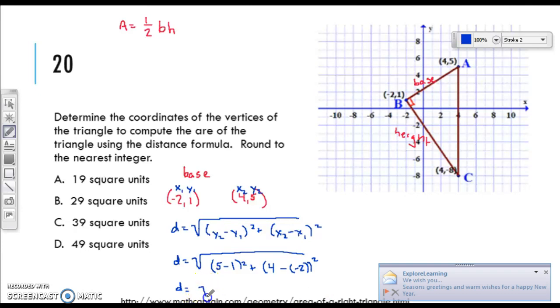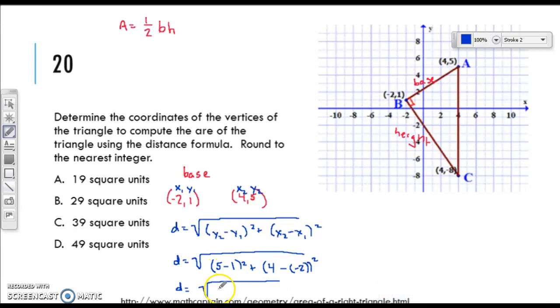So now, 5 minus 1 is 4. 4 squared is 16. Now remember, if I have 4 minus -2, that's the same as saying 4 plus 2. So 4 plus 2 is 6. 6 squared is 36. So that's going to give me the square root of 52.